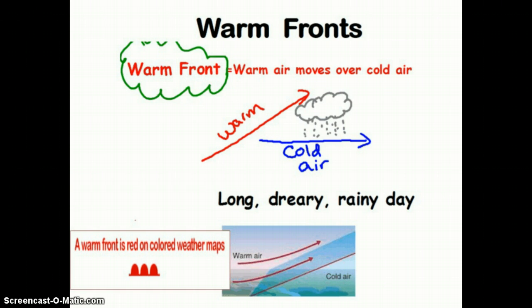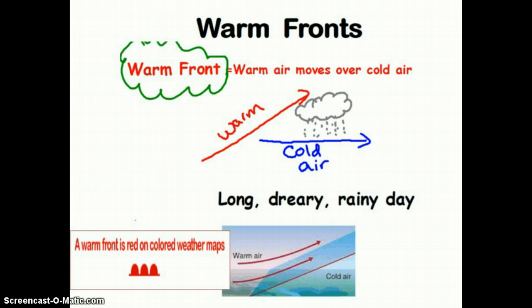A warm front is the boundary between warm and cool, or cold air, when the warm air is replacing the cold air. Warm air at the surface pushes above the cool air mass, making clouds and storms. Warm fronts often bring stormy weather.